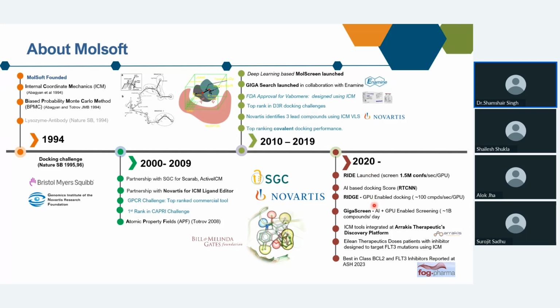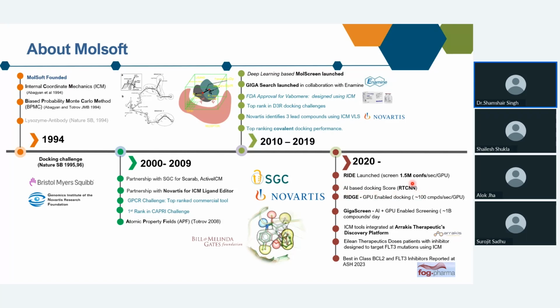In 2020, in this decade, we launched something called RIDE, the rapid associative discovery engine, which can screen up to 1.5 million conformers per second per GPU. Again, this is on GPU. Even on a CPU, it is not slow. It can screen up to 6,000 conformers per second on an i7 system. So we also integrated AI.